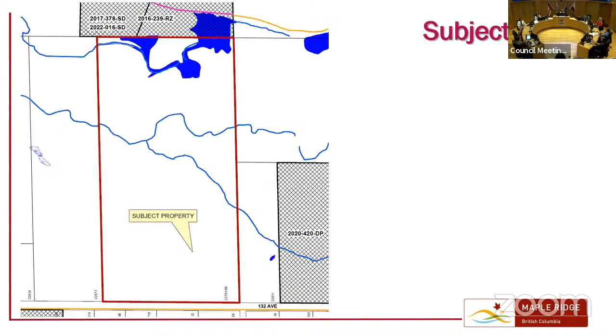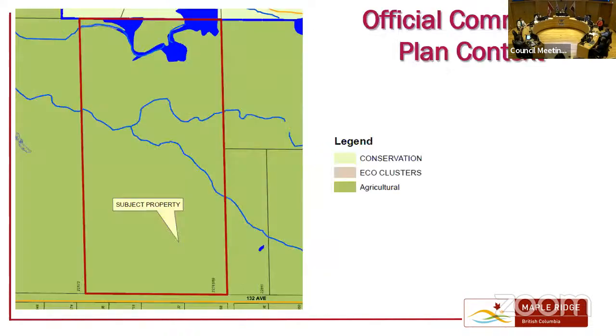The subject property is currently zoned RS3 single detached rural residential, which basically allows both residential as well as agricultural use as a primary use. The property is also designated agricultural under the official community plan, as well as being designated as an agricultural land reserve, which means that any use of this property, in addition to the requirement of the zoning bylaw, is also subject to the Agricultural Land Commission Act and all of these associated regulations.